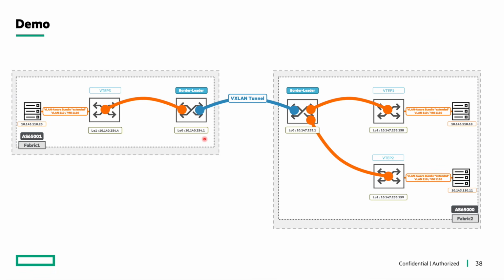The idea of this demo is to use a VLAN 110 with an endpoint connected onto each VTAP into this VLAN, and we will extend it first between the VTAPs in the same fabric, so in a data center, and finally across the two fabrics. So let's see that in action.